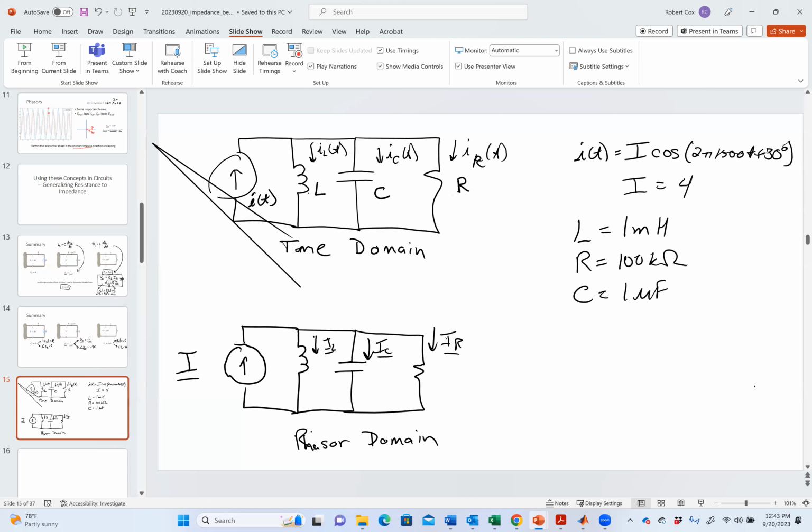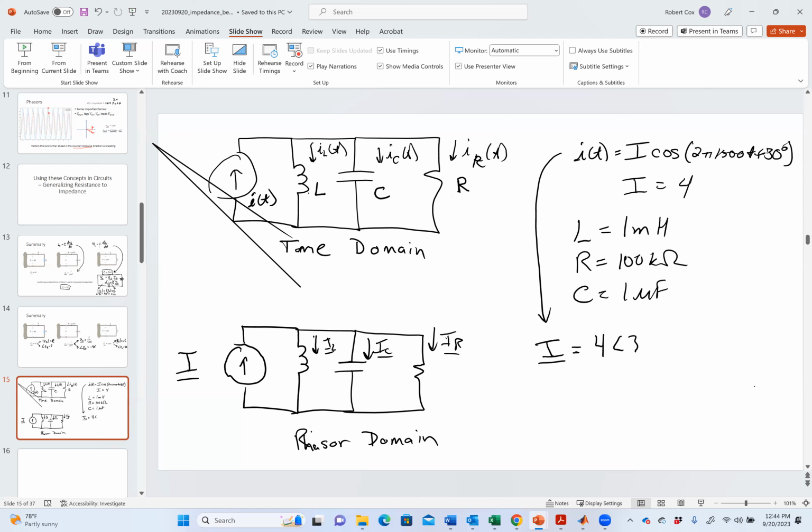All right. So the first thing I want to do is map this over to the phasor domain. So I first have to figure out what I of t becomes as a phasor. If I of t is what I've defined here, I cosine of 2 pi 1000 t plus 30 degrees, what is my phasor I for this particular circuit? So what's the phasor that goes with this? 4 angle 30. 4 angle 30.